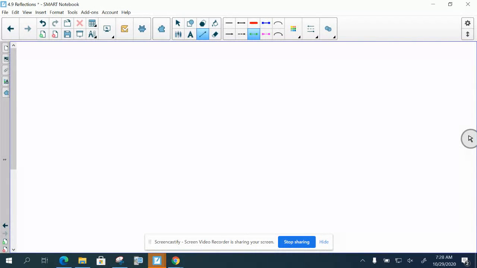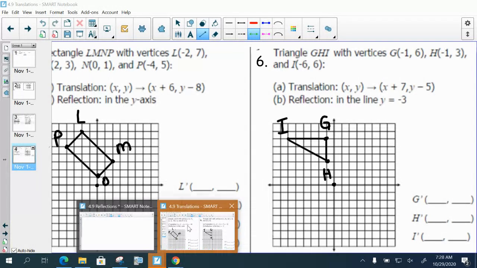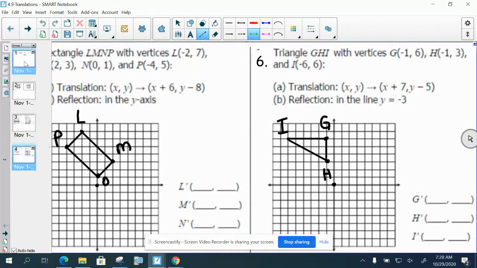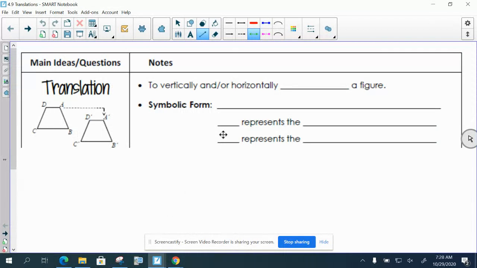All right, so that is all we have for the reflections. Now let's head to translations. All right, so guys, translations is super easy, but one of the things you need to be careful with is the notation. So that's what we'll talk about in this part.